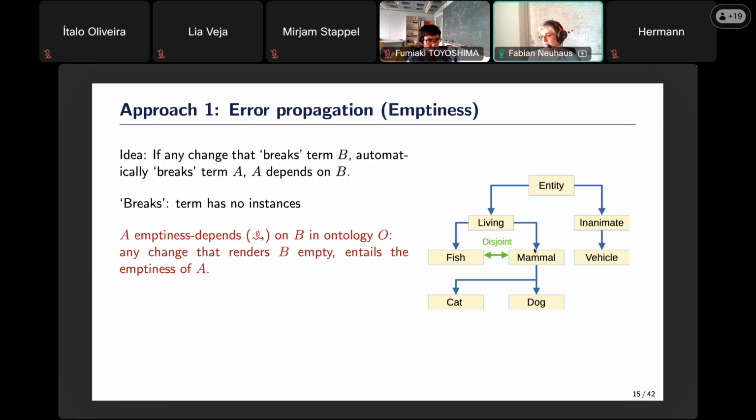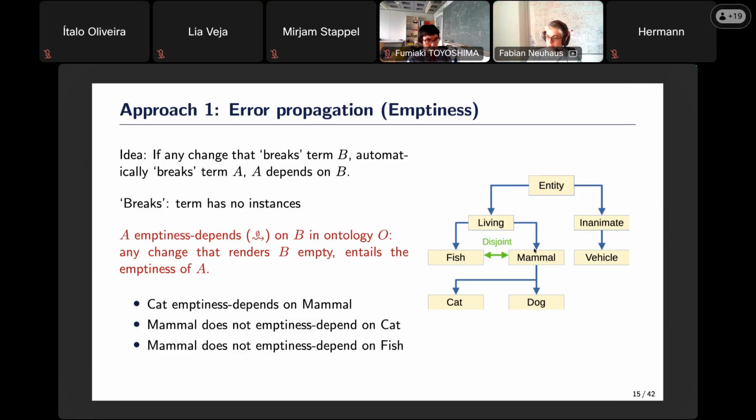So this is one notion, and then you get consequences. For example, in this particular case, if there are no mammals, there are no cats, so cat emptiness depends on mammal, but in this particular ontology, mammal wouldn't depend on cat, and mammal would not depend on fish.